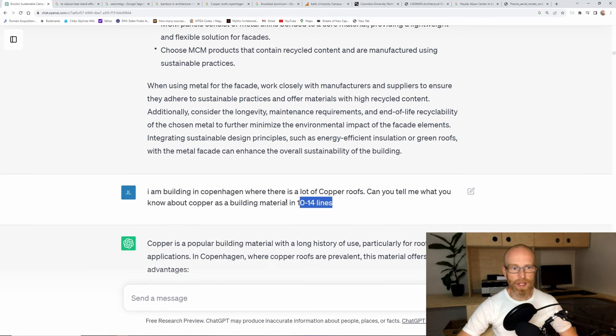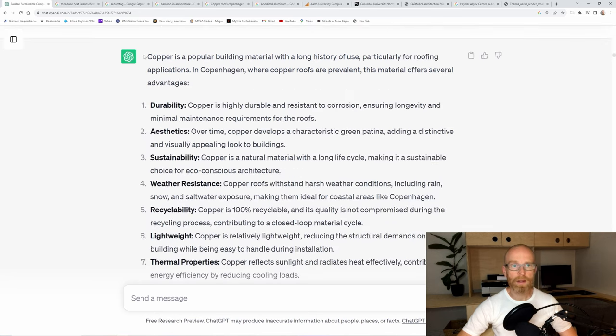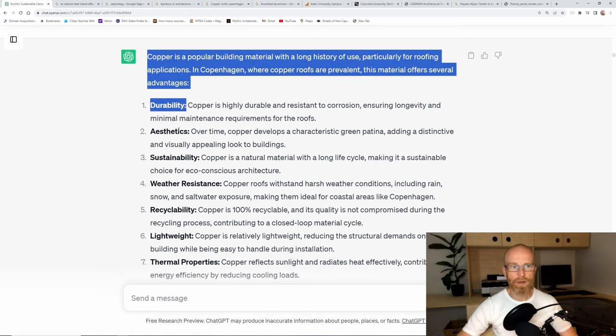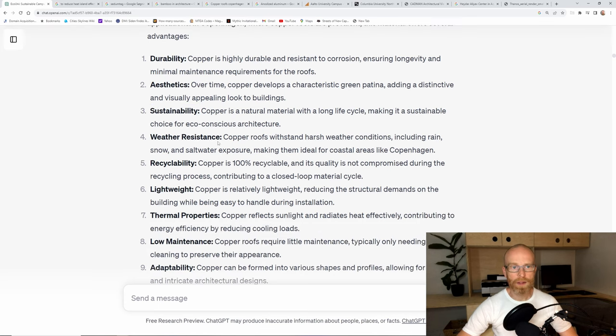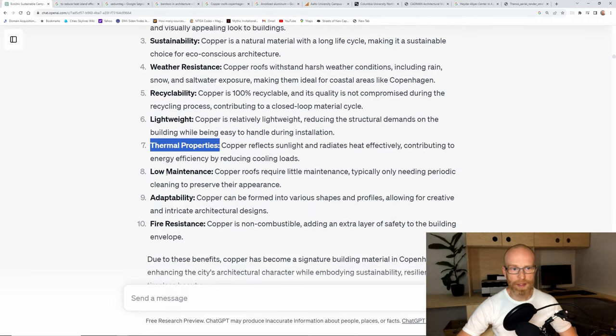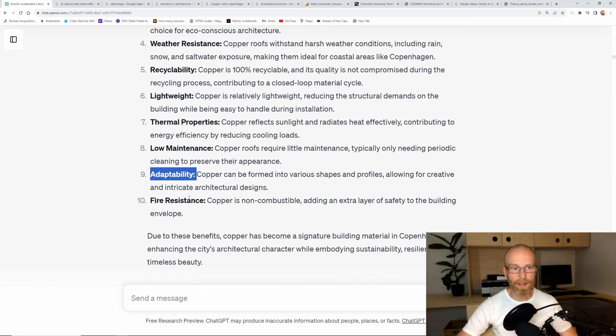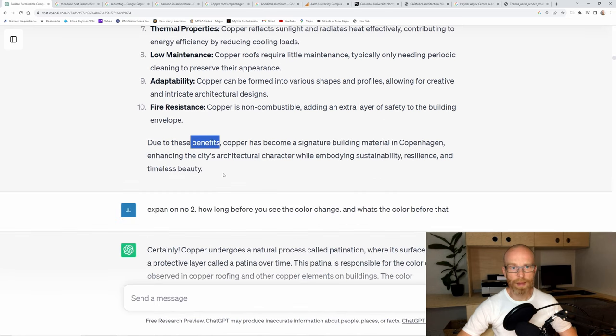So I asked ChatGPT, I'm building in Copenhagen where there's a lot of copper roof. Can you tell me what you know about copper as a building material in 10 to 14 lines? Copper is a popular building material with a long history of use, particularly in roofing application. In Copenhagen, where copper roofs are prevalent, the material offers several advantages. So it's very durable, it's aesthetic, it's sustainable, it's very weather resistant, it's recyclable, lightweight, it has thermal properties, low maintenance, adaptability, so it's easy to form if we have a complicated form language for our university campus, which is likely, and it's fire resistant. So there are many benefits for copper.